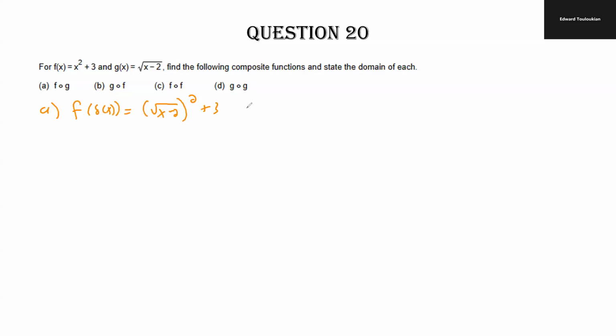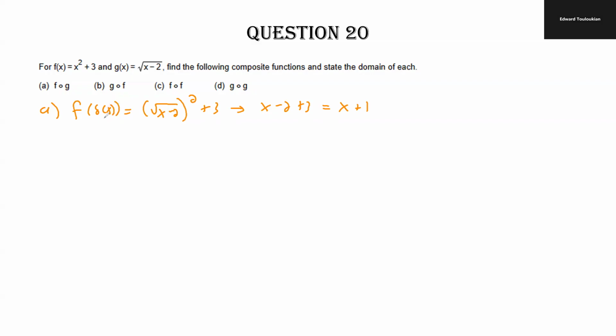All right, and the square root and the square, they cancel. This just becomes x minus 2 plus 3, and this is going to equal x plus 1. All right, so then the question is, what would the domain be?